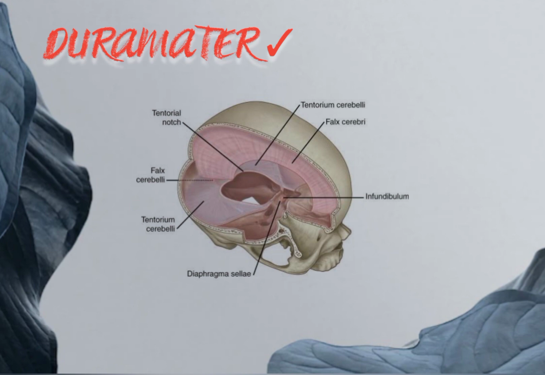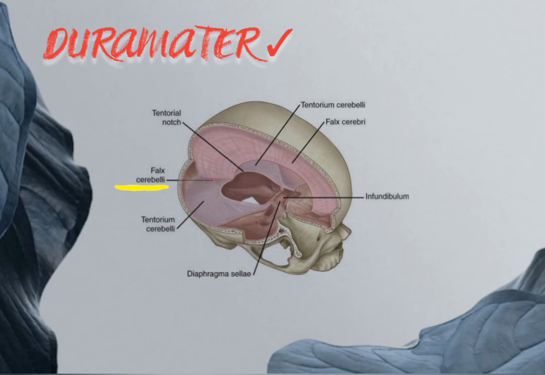Now let's take a look at this figure. You can see that the falx cerebri is a sickle-shaped fold of the dura mater that lies in the midline between the two cerebral hemispheres. As you know, there are a right cerebral hemisphere and a left cerebral hemisphere. So the falx cerebri is present between the two cerebral hemispheres.